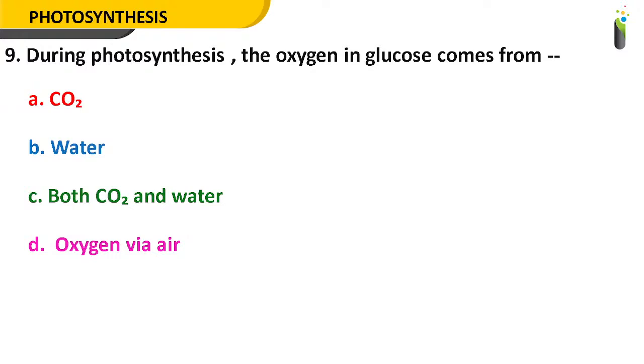Well, the answer for this question is A. Carbon dioxide. Please remember, glucose is formed by the reduction of carbon dioxide. So the oxygen that is going to be seen in glucose is obtained from carbon dioxide.